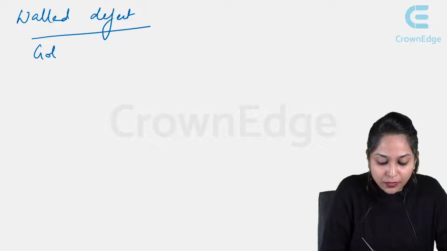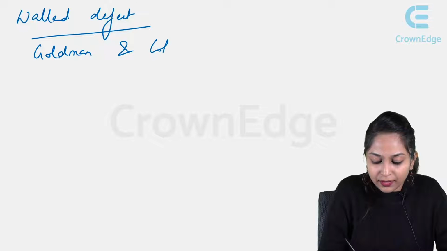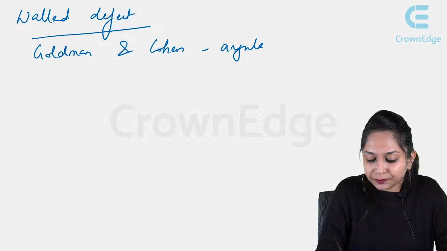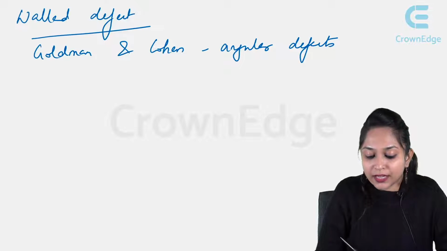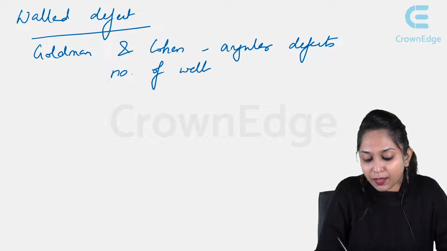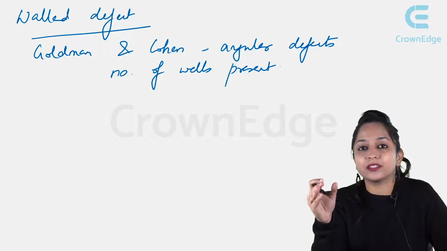So coming to walled defects, you need to know what exactly walled defects are. Now, Goldman and Cohen classified angular defects based on the number of walls present. So this is a confusion among students. What is 1 wall, 2 wall, 3 wall? A 3 wall defect doesn't mean it's a defect involving all 3 walls. A 3 wall defect means there are 3 walls present. There's just 1 wall that's missing. This is where the majority of students go wrong in identifying walled defects.